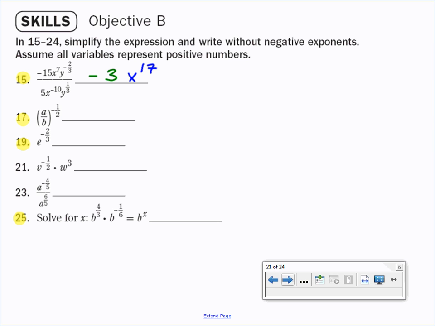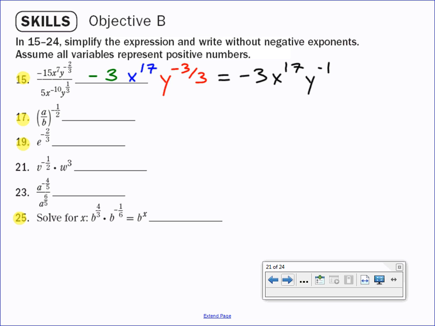And lastly, y to the negative 2/3 over y to the 1/3 is y to the negative 2/3 minus 1/3, which is y to the negative 3/3. Negative 3/3 is the same as negative 1. And so my intermediate step includes a negative exponent. It's bad math manners to leave a final answer with a negative exponent, so we need to rewrite that.